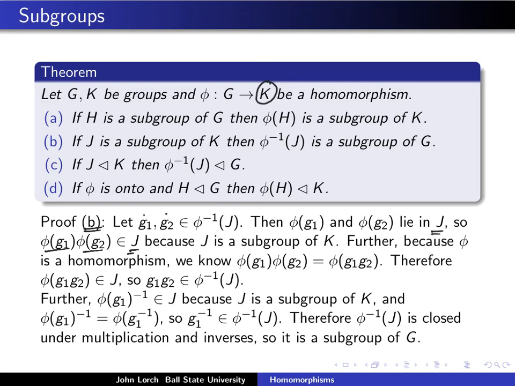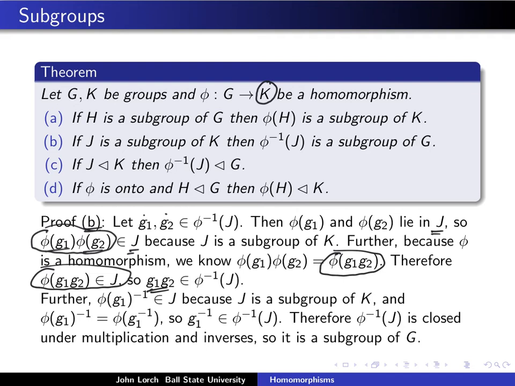And then phi is a homomorphism, so this product here can actually be expressed as phi of g1, g2. So phi of g1, g2 lies within J, and then applying phi inverse, the inverse image, we know that g1, g2 lies in the inverse image of J. Okay, so that's the first part.